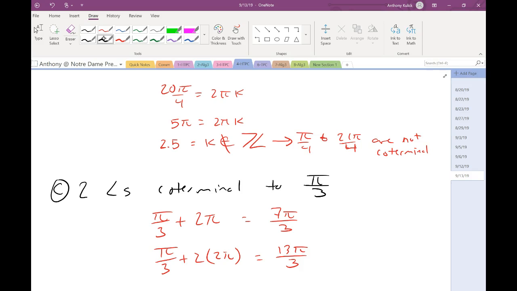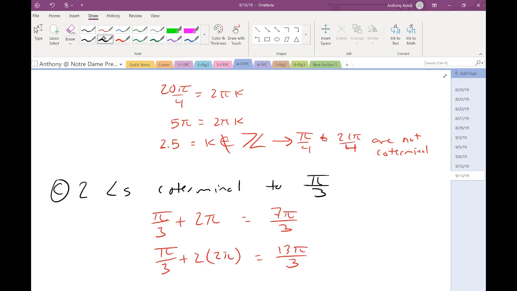If the angle in question was in degrees, how would this change? Instead of using 2 pi, I would use 360. Did it matter that I added here? Could I have subtracted? Yeah.